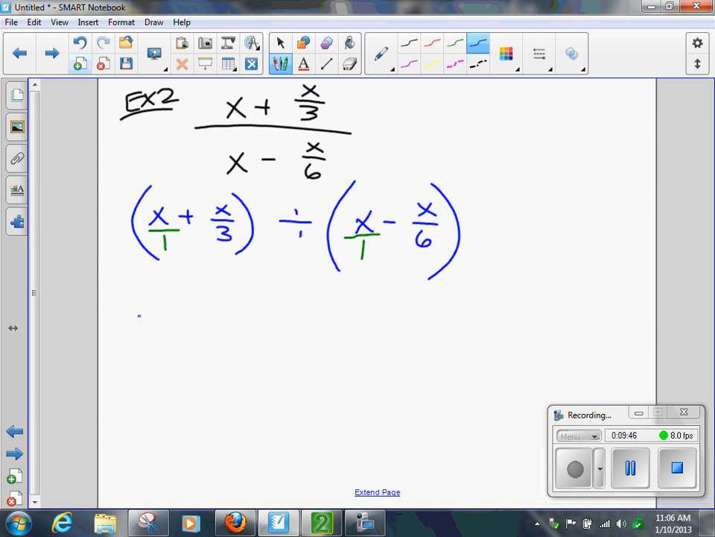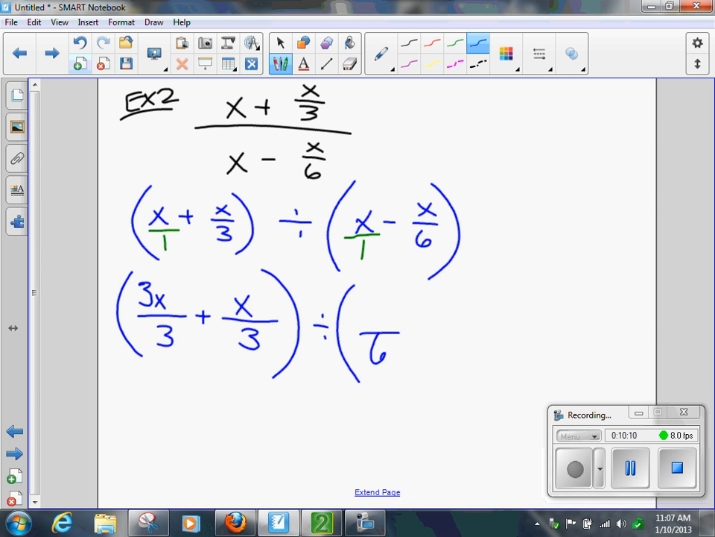Here we go. What's my denominator for that first set of parentheses? Of course, it's 3. The second one doesn't change at all. 1 times 3 is 3, so that means I have to multiply 3 to the top. 3x, do you guys agree with that? Okay. Divided by, what's my denominator for the second one? 6, of course. This one doesn't change. 6x on top. Right on.